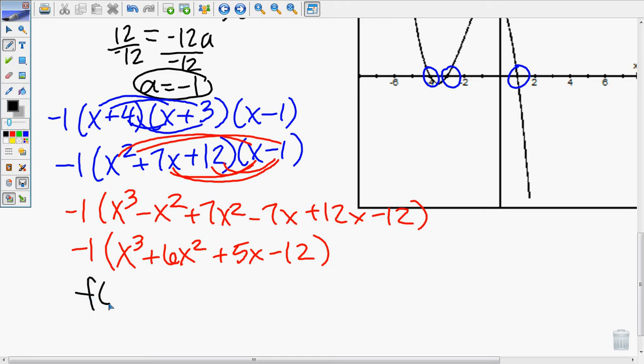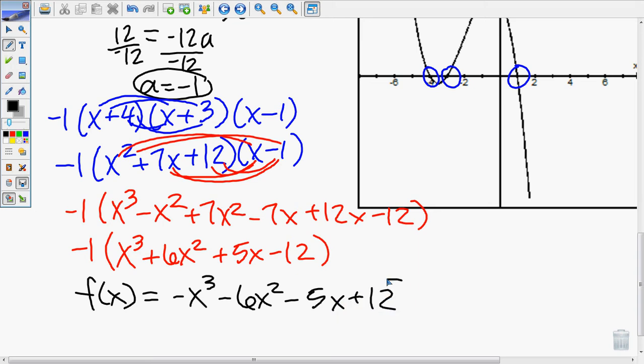So I end up with f of x equals negative x cubed, negative 6x squared, negative 5x, plus 12. Beautiful. And we are done.